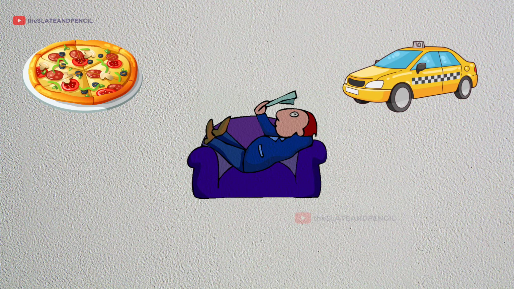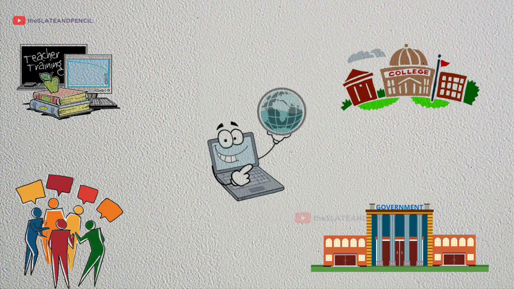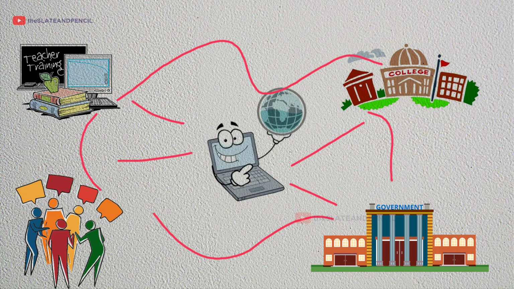Now we can order food, cabs, book shows and train tickets all by sitting at home. Such large interconnectivity of people, services and institutions makes us a large global society.